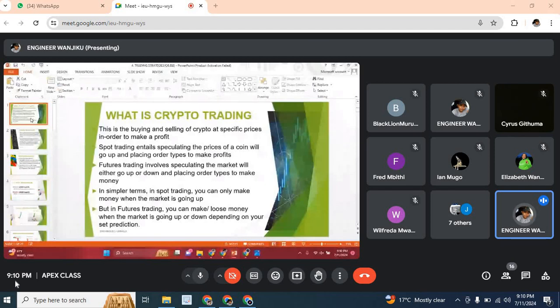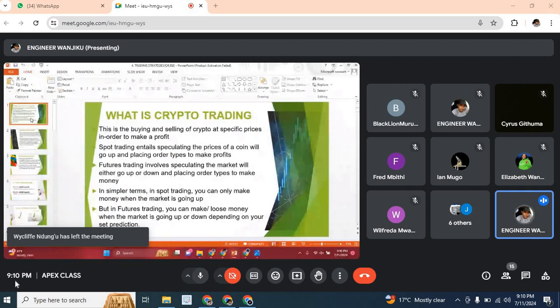Crypto trading is the buying and selling of crypto at specific prices in order to make a profit. So there are 2 ways in which you can buy and sell crypto at specific prices in order to make a profit, which are futures trading and spot trading. But what is the difference between spot trading and futures trading? As we have covered before, in spot trading, you can only make money when the market is going up. That's the only way you can make money with spot trading.